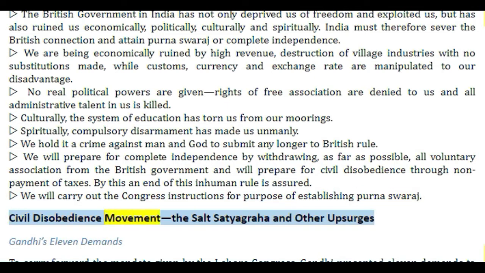Civil disobedience movement, the salt satyagraha and other upsurges. 11 demands.